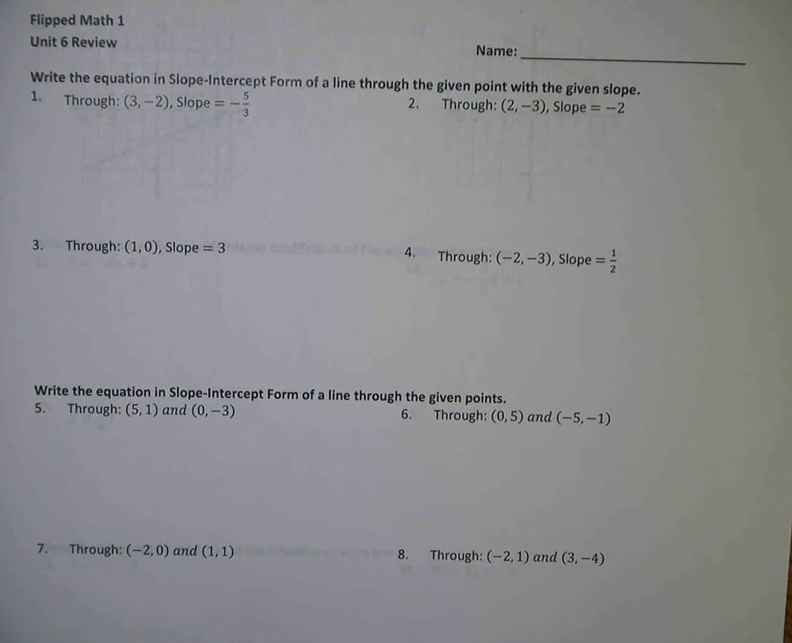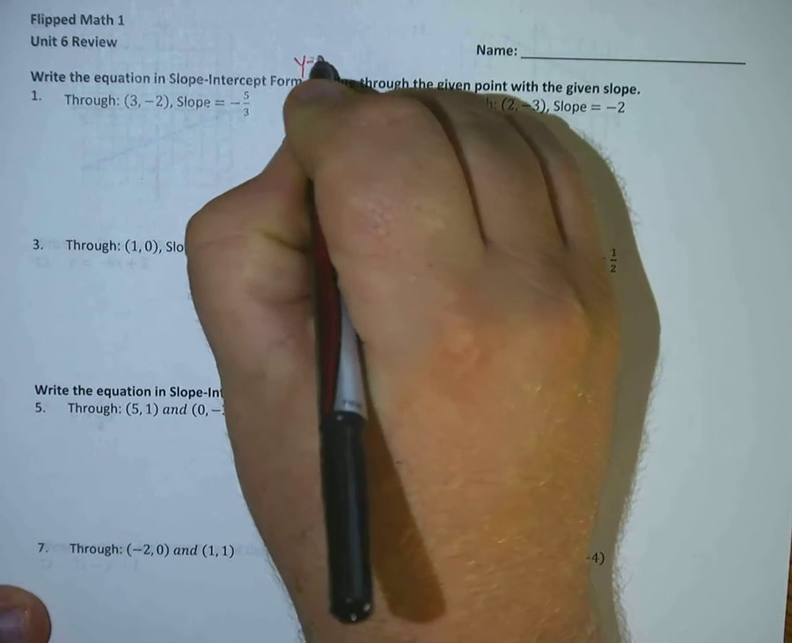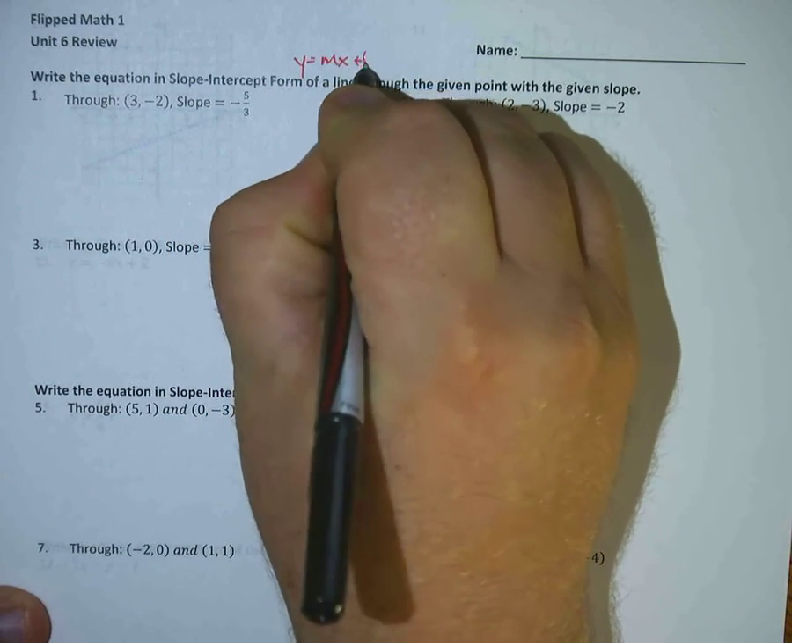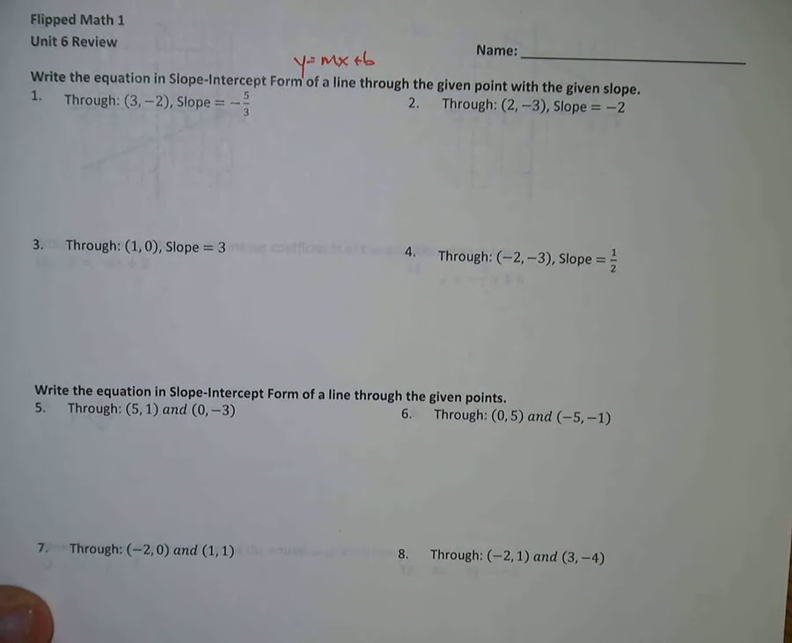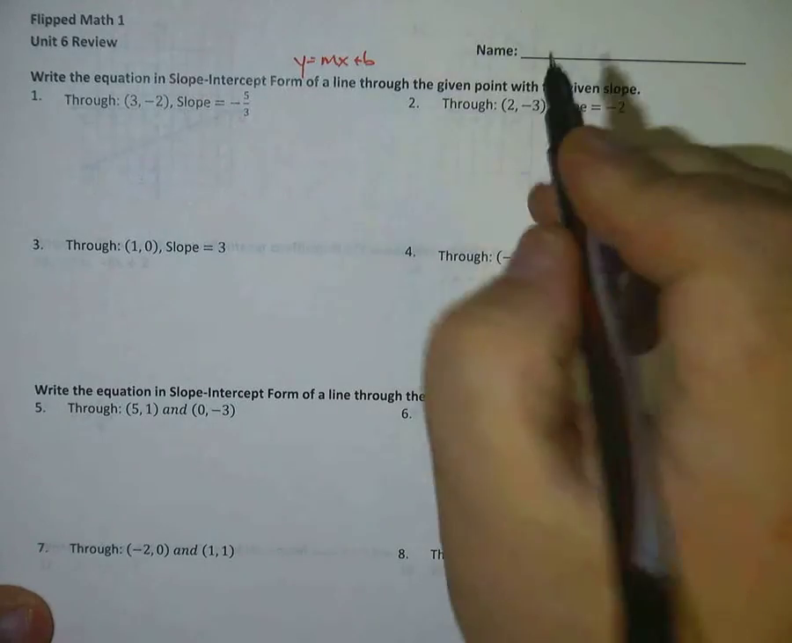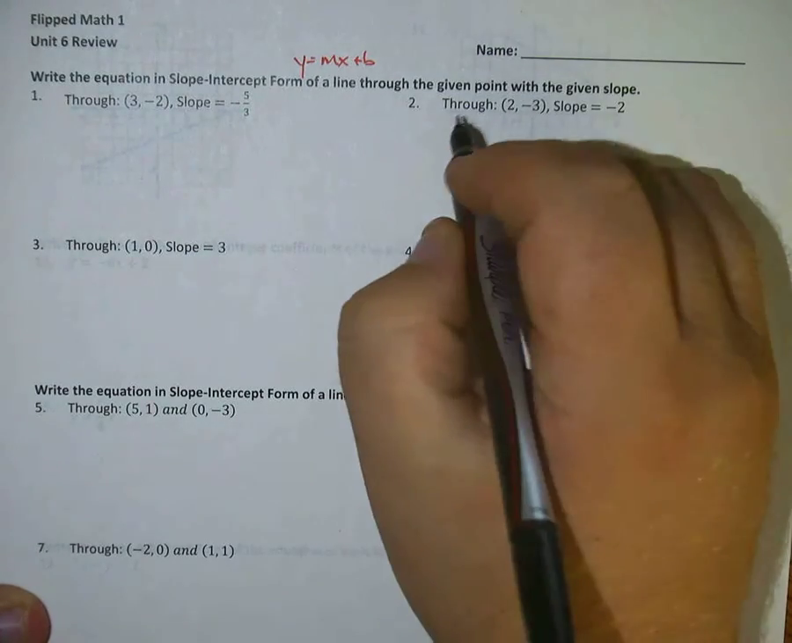In Unit 6 we worked a lot with writing linear equations, so that's what we're going to be doing today as well. For the first section here we want to write the equation in slope-intercept form of the line through the given point with the given slope. Remember, slope-intercept form is y equals mx plus b, so that's slope times x plus the y-intercept. And if you remember the easiest way to do this, let's look at number 2 for an example.